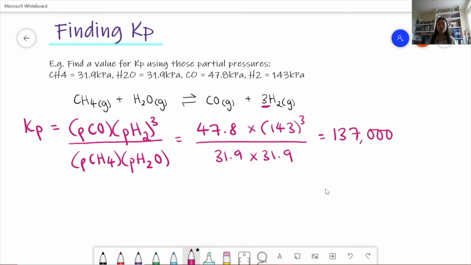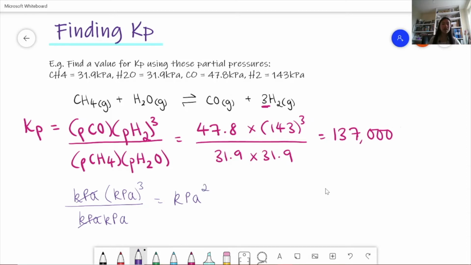And now we need to work out the units of Kp. So like Kc, we write down all the units and then cancel. So on the top, we have a kilopascal for the carbon monoxide, and then we have kilopascal cubed for the hydrogens, and then on the bottom we have 2 kilopascals. And now we can cancel. So we can cancel this, and we're left with kilopascals cubed over kilopascals on the bottom. So that equals kilopascals squared. So the units are kilopascal squared.